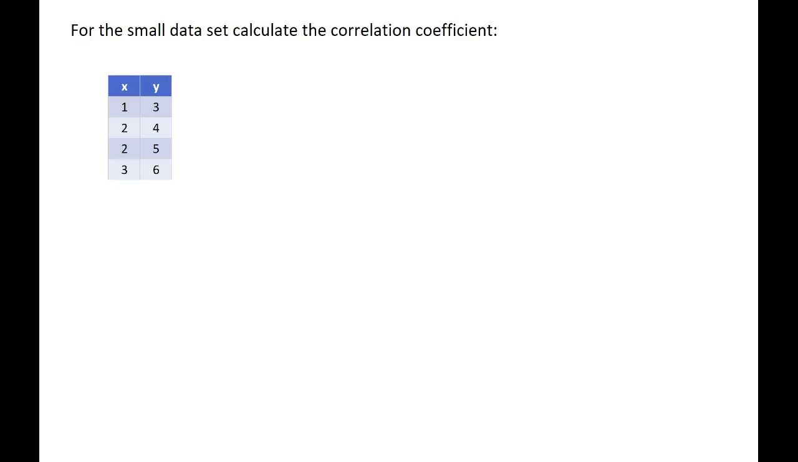In this example, we're going to calculate the correlation coefficient R for this small data set. Typically we would want to use software to calculate the correlation, as it's pretty tedious. But for a small data set, we can still show how we can calculate it by hand.